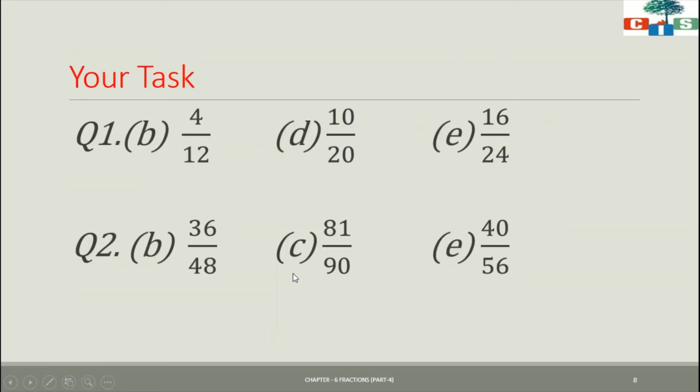Okay scholars, now it's time for your task. You have to complete rest all sums. That is, from question number 1, you have to complete B, D and E number sums, and from question number 2, you have to complete B, C and E number sums. Okay scholars, you have to follow the same steps and method.